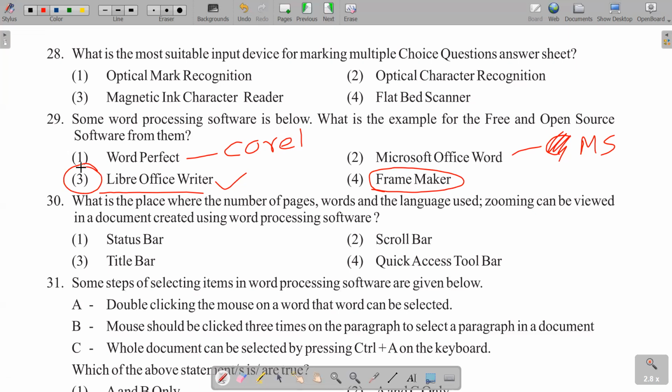What is the place where the number of pages, words, the language used or zooming can be viewed in a document created using word processing software? So what are the things that we have? It's the status bar, right? It's the status bar which shows us the number of pages, the word count, and the language that we are using, as well as the zoom controller. Scroll bar is there to move here and there.